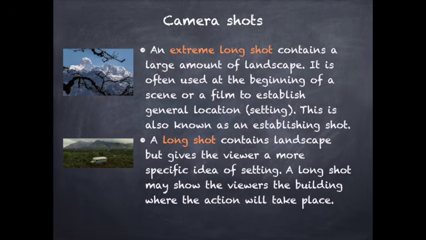An extreme long shot contains a large amount of landscape. It is often used at the beginning of a scene or a film to establish general location, setting. This is also known as an establishing shot. A long shot contains landscape but gives the viewer a more specific idea of setting. A long shot may show the viewers the building where the action will take place.